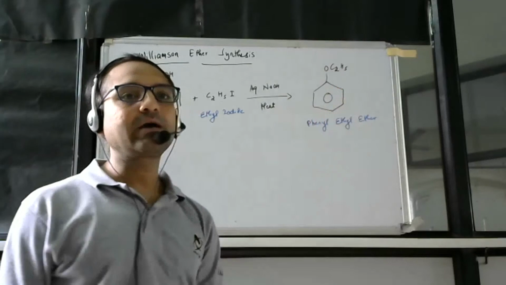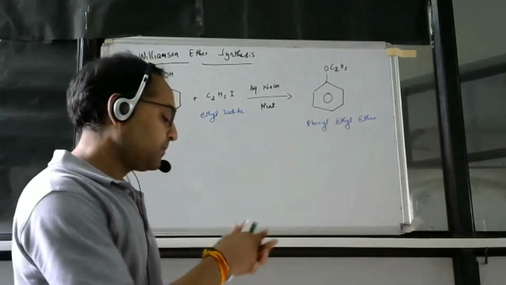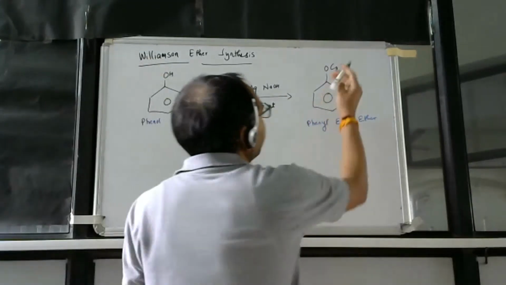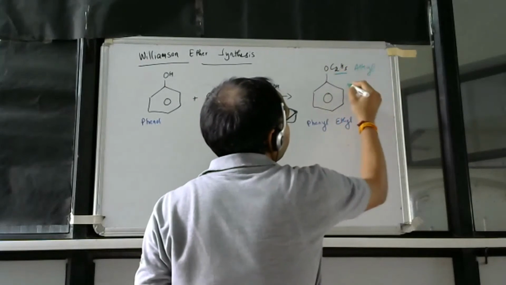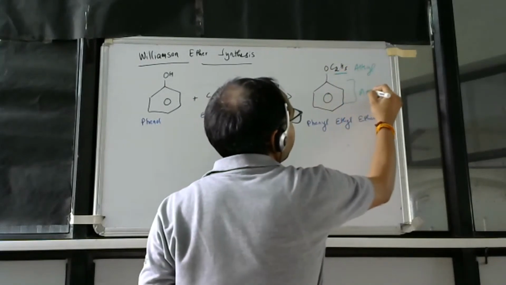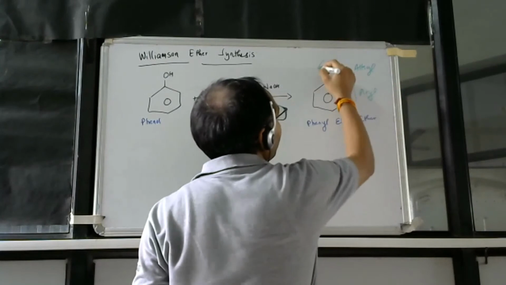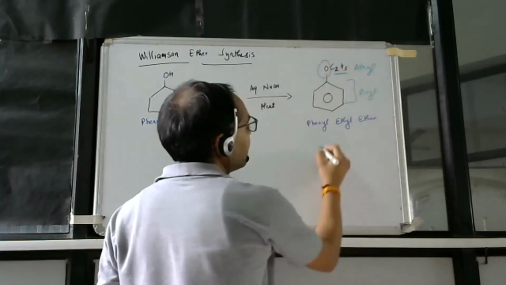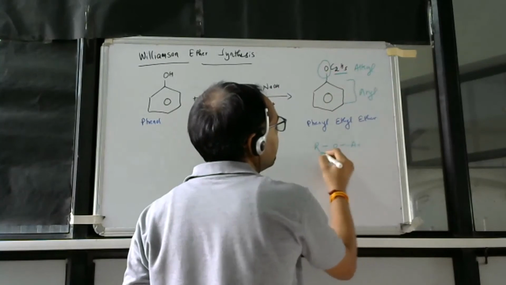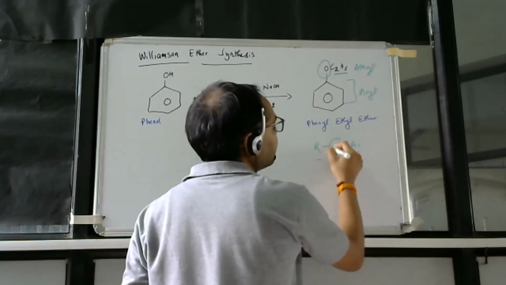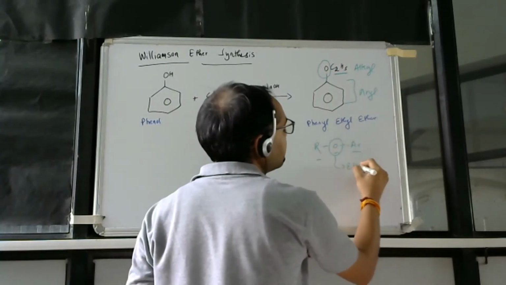Now why it is called alkyl aryl ether? Because of this ethyl group, which is called alkyl group. This ring is called aryl ring, and both are attached by the oxygen linkage. So it gives a structure like R-O-Ar. So this is called ether linkage.